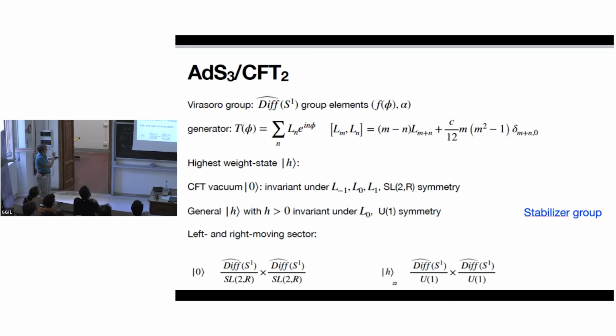Then we have the standard Virasoro generators. There's a different behavior depending on whether we look at the vacuum or a highest weight state labeled by h. The vacuum is invariant under L-1, L0, and L1, so it has an SL2R symmetry. A general highest weight state is just invariant under L0 and has a U1 symmetry, which is then the stabilizer group. We have the left and right moving sectors, so for the vacuum these two sectors have these symmetries, and for highest weight states we have those two factored symmetries.